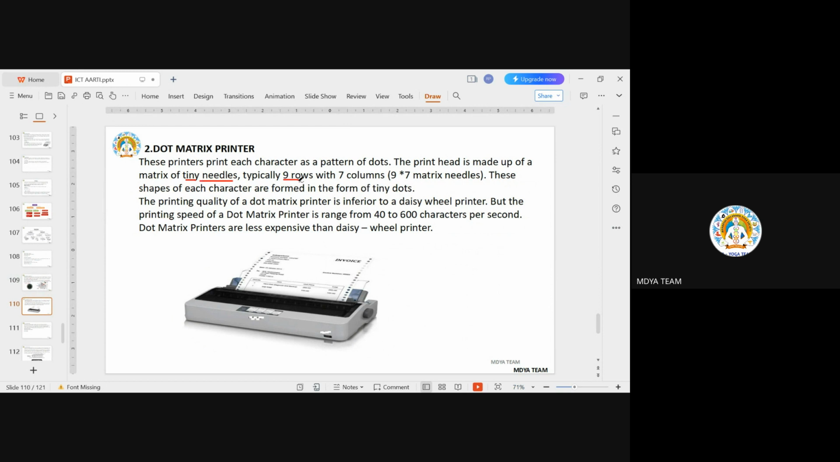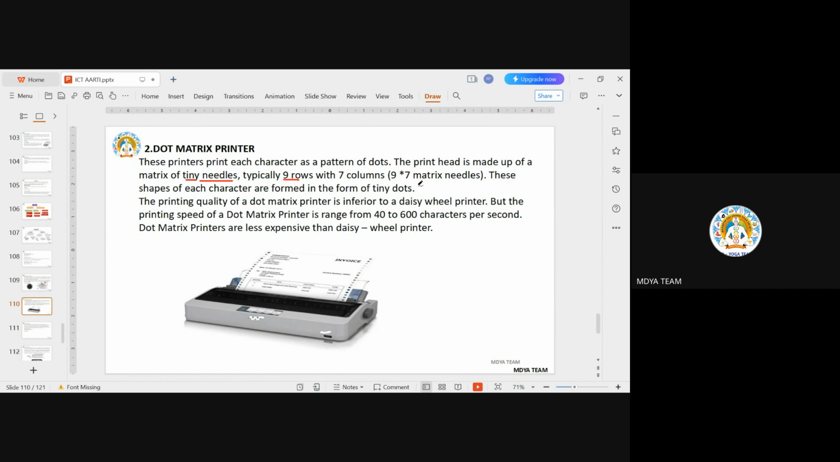First, dot matrix printers have 9 rows with 7 columns, which means a 9 by 7 matrix of needles present in the dot matrix printer. The shapes of each character are formed in the form of tiny dots. The printing quality of the dot matrix printer is inferior. The quality of the daisy wheel printer is more superior than the dot matrix printer.